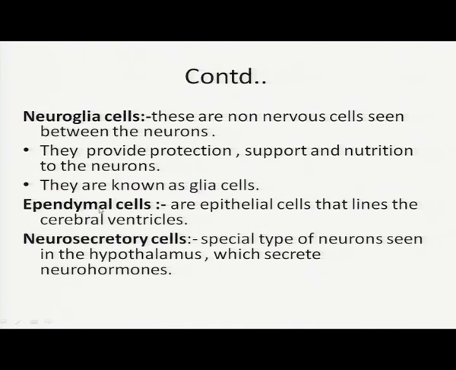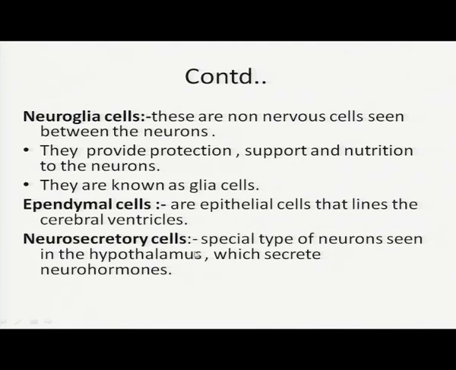The third category is ependymal cells. This refers to epithelial cells that line the cerebral ventricles. Now, what is a ventricle? A cerebral ventricle is the small chamber seen inside the cerebral hemispheres. So, the cerebral ventricles are lined by a special epithelial tissue, known as ependymal cells.